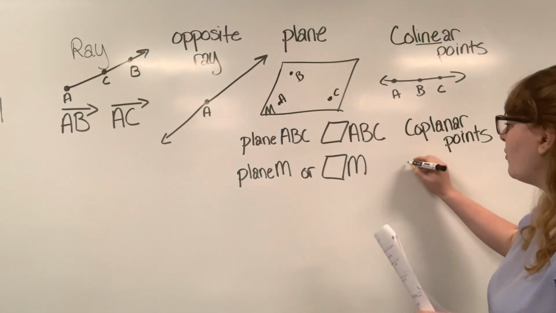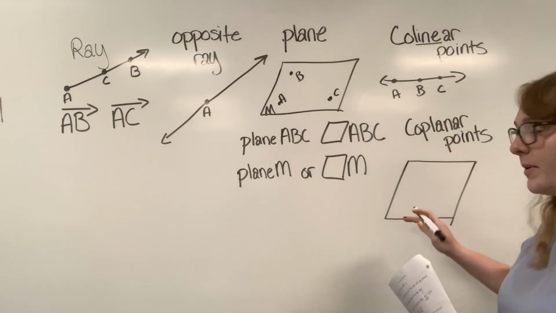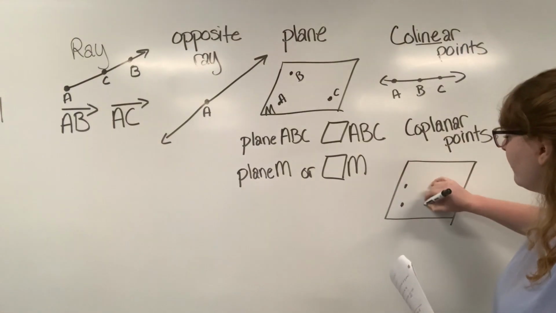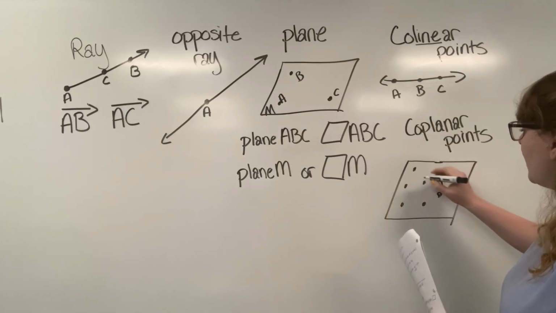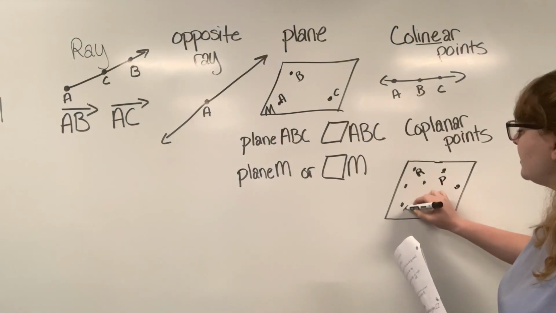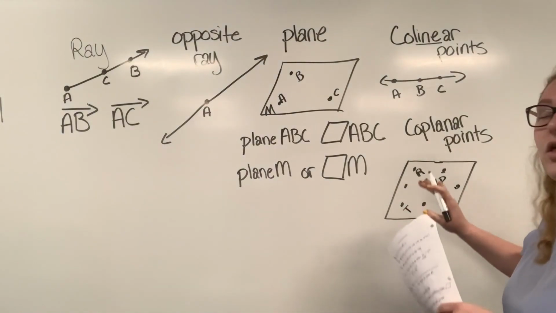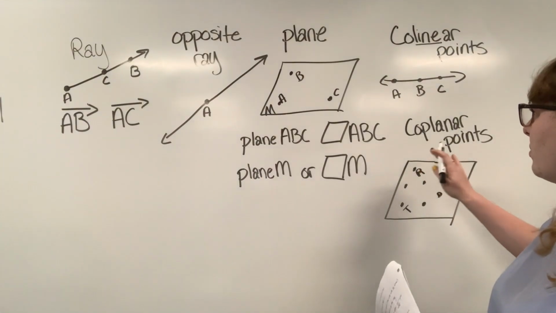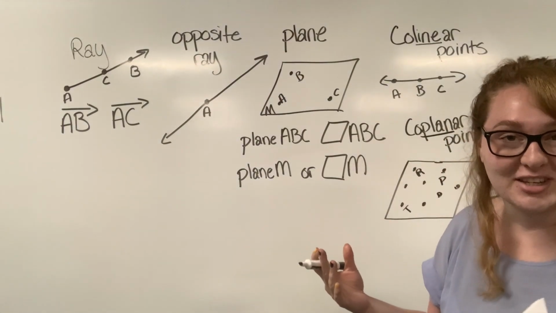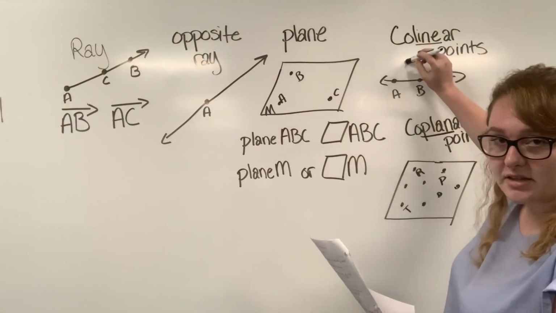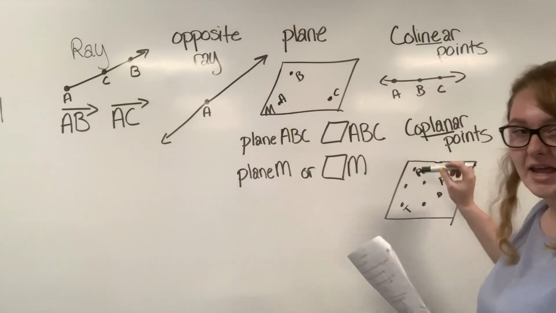And the last thing we have is coplanar points. Coplanar points are points that are on the same plane. Okay, so if we have our parallelogram and we have a bunch of points and we have point P and R and T, P, R, and T are all on the same plane, so they are coplanar points. Now this one, it doesn't spell out plane, but it spells out plan, which is close enough. So that is how I tell the difference. Collinear is a line, coplanar is a plane.